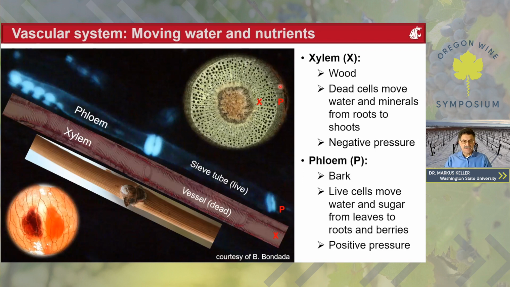Something else is that the xylem is always under negative pressure. The xylem is under tension. It's the water that evaporates from the surface of the leaves that pulls the water up from the soil and then up through the plant.